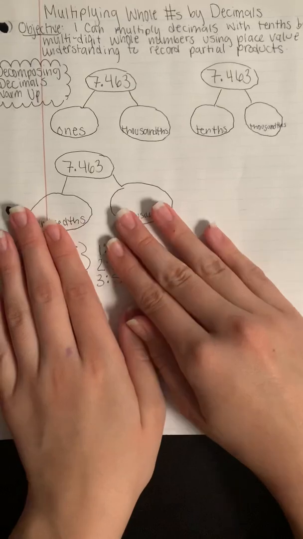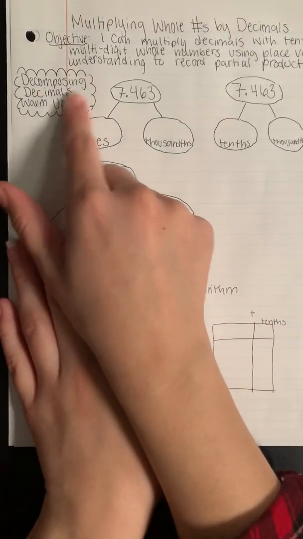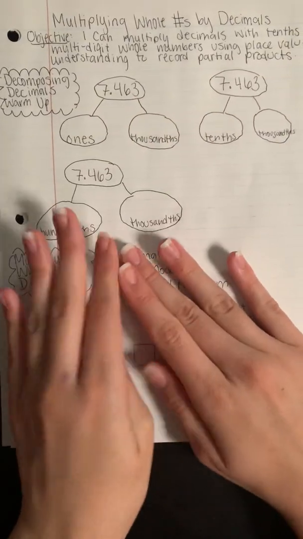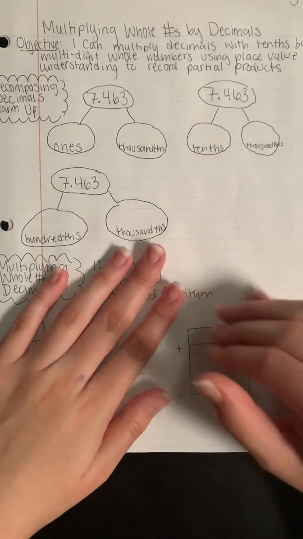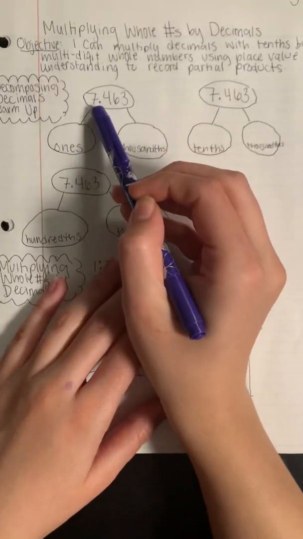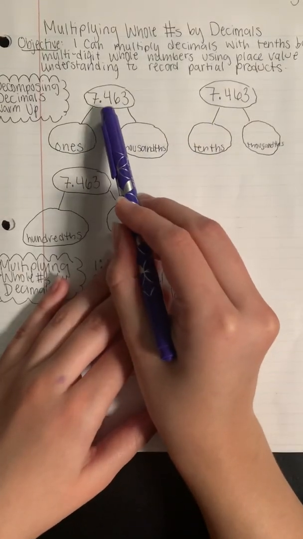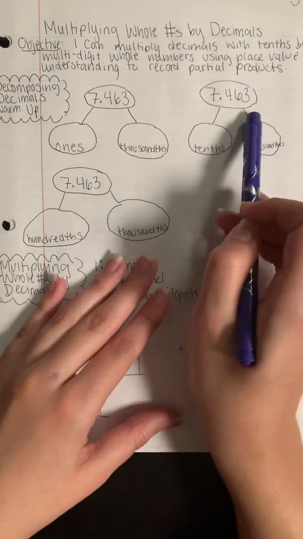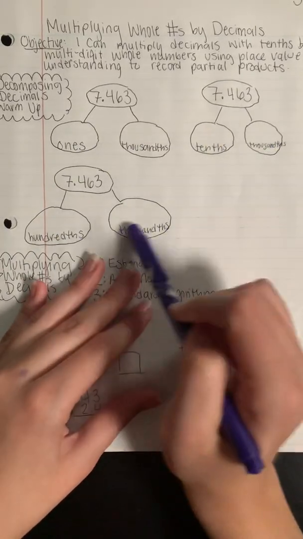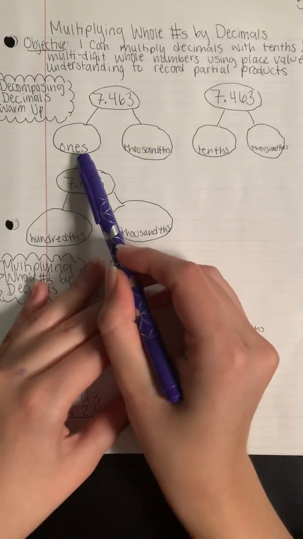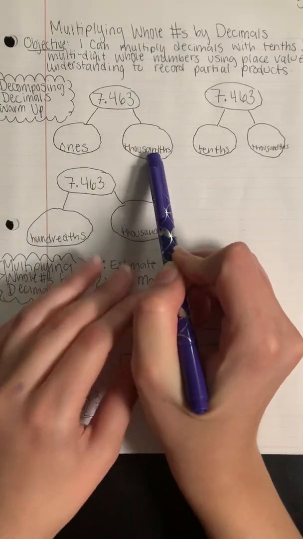Before we dive into that skill, I want to do a little warm up, a little review on decomposing decimals, or taking them apart, because that will help us later on when we're decomposing decimals with our new skill practice. I have the same decimal, 7 and 463 thousandths, written 3 times in 3 different webs. I want to break them apart into different place value chunks. In this web, I want to break 7 and 463 thousandths into ones and thousandths.